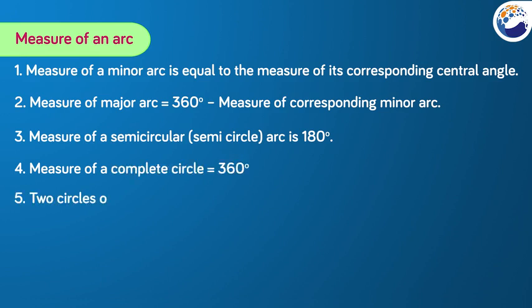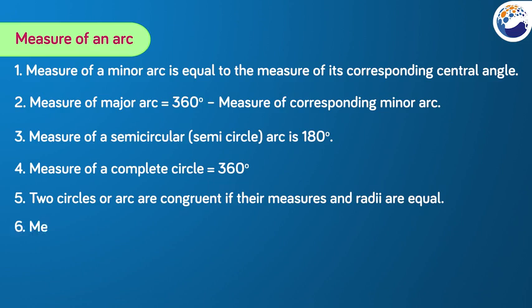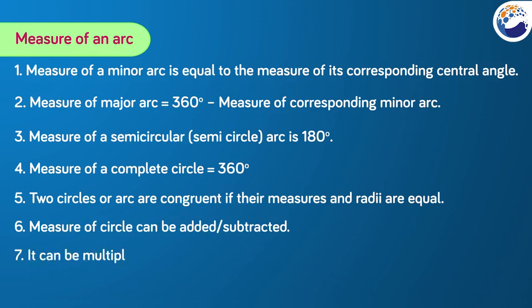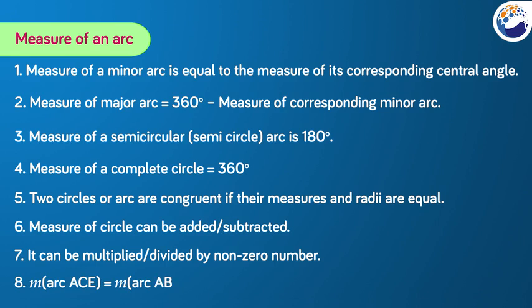5. Two circles or arcs are congruent if their measures and radii are equal. 6. Measures of arcs can be added or subtracted. 7. They can be multiplied or divided by a non-zero number. 8. Measure of arc ACE is equal to measure of arc ABC plus measure of arc CDE.